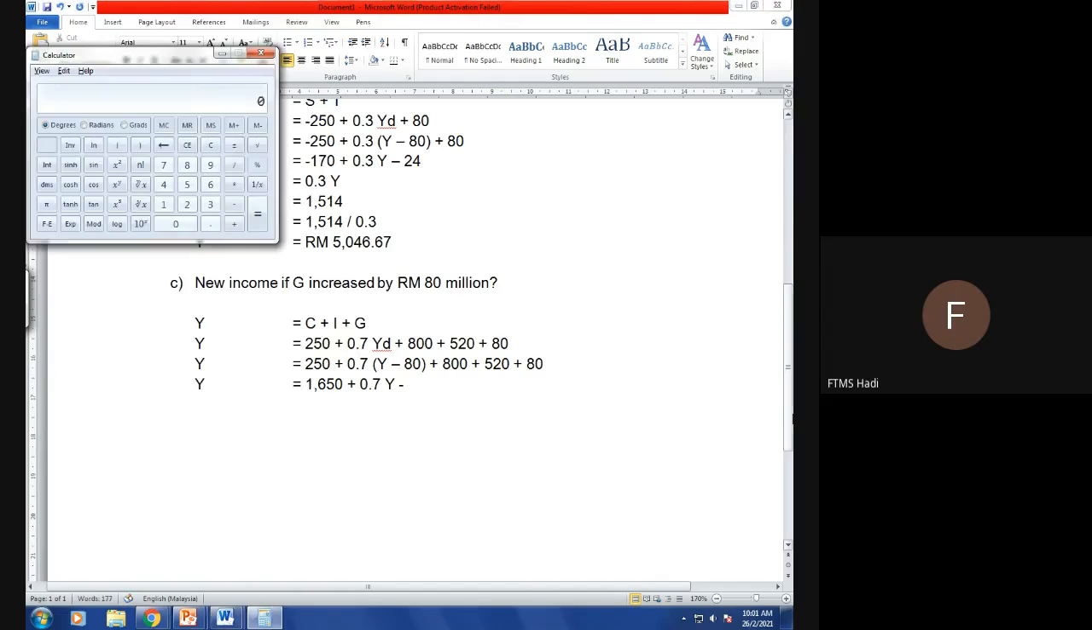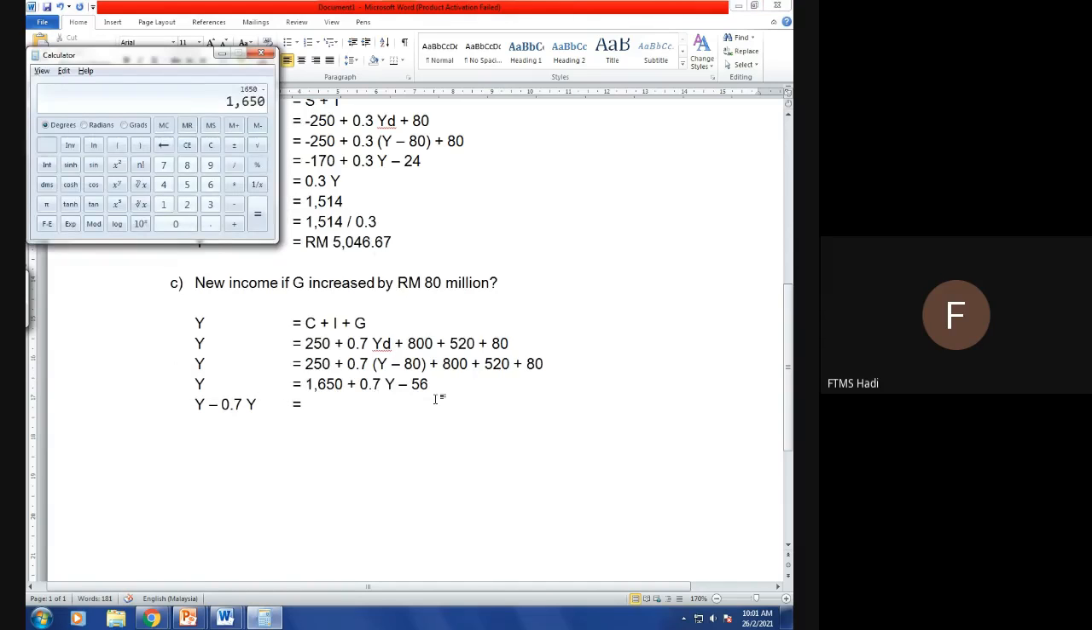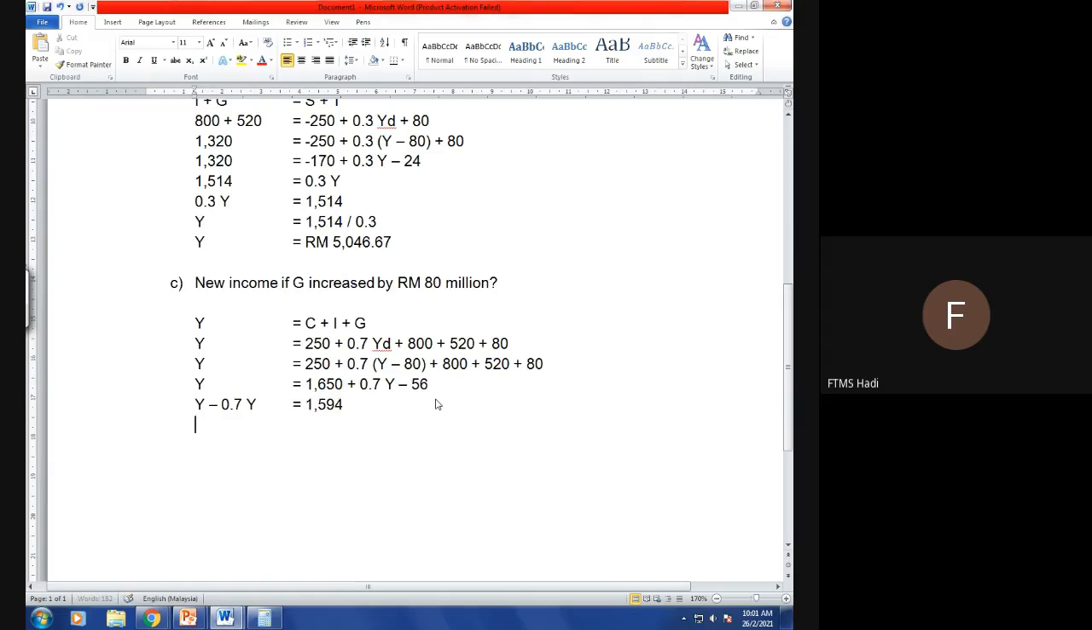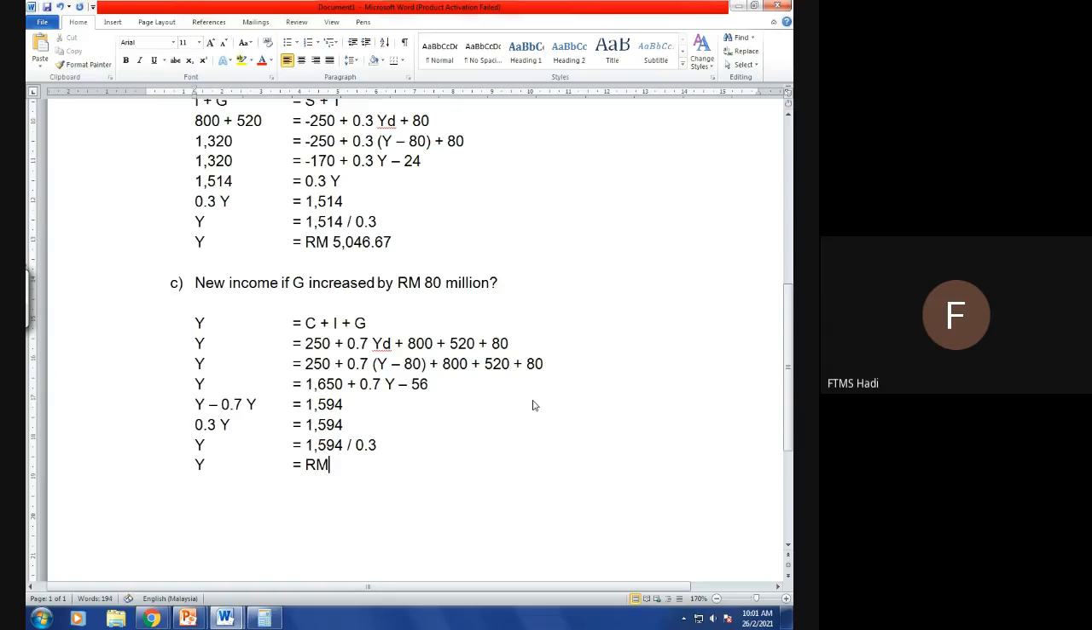Okay, 0.7 minus 80. Multiply by 80, makes 56. Box beside 0.7Y. Minus 56. 1594. Okay, 0.3Y. Okay, I got this one.